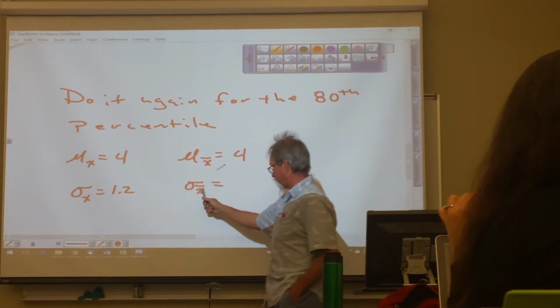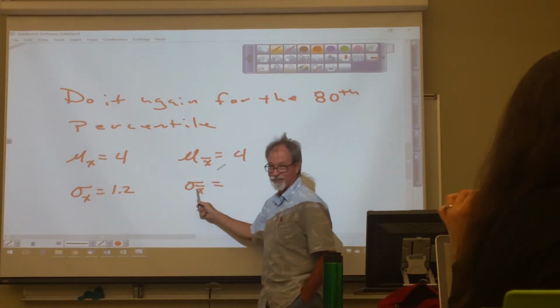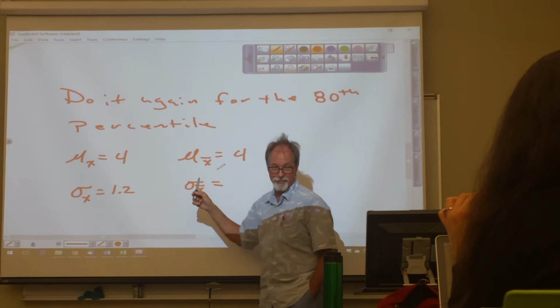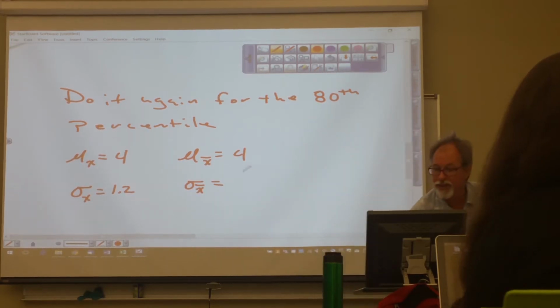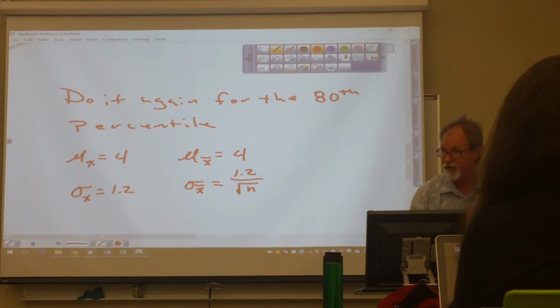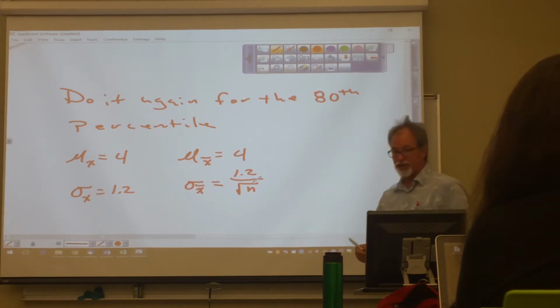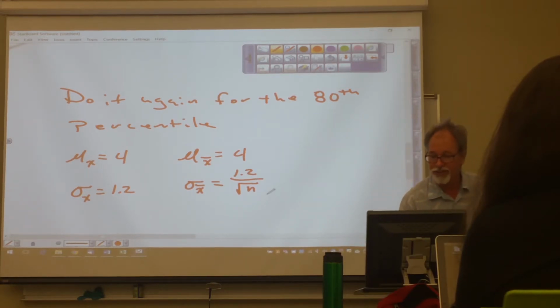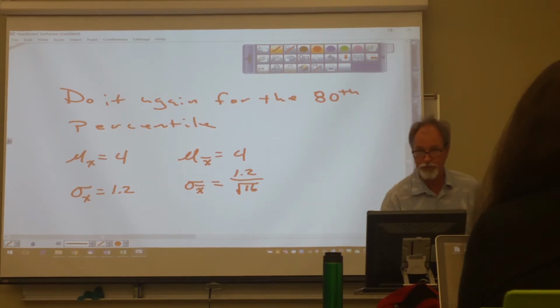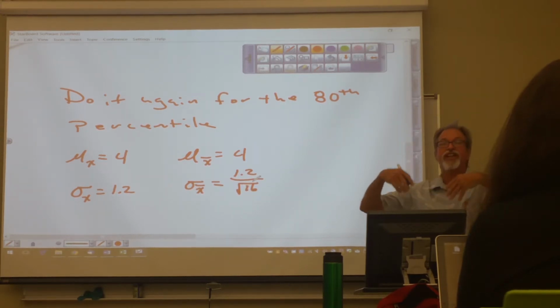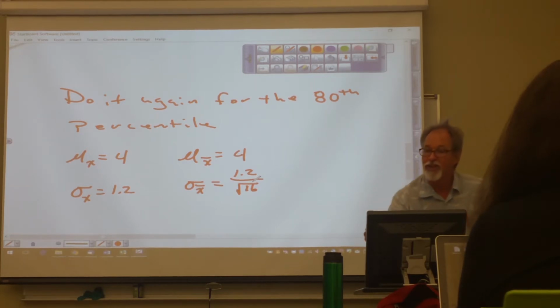What's the relationship between this and this? Oh, it equals the sample size. Sample error. It's 1.2 divided by the square root of n, which is 16 in this particular problem. So see, I need to use all this information.